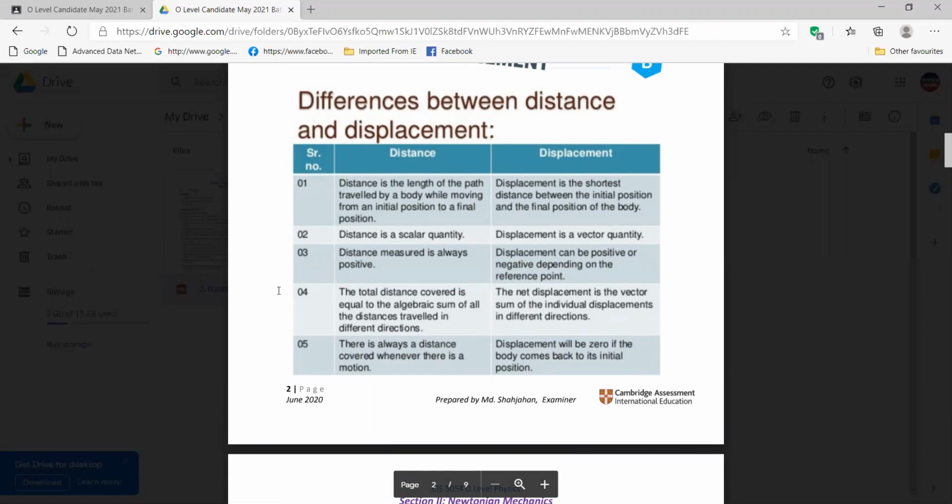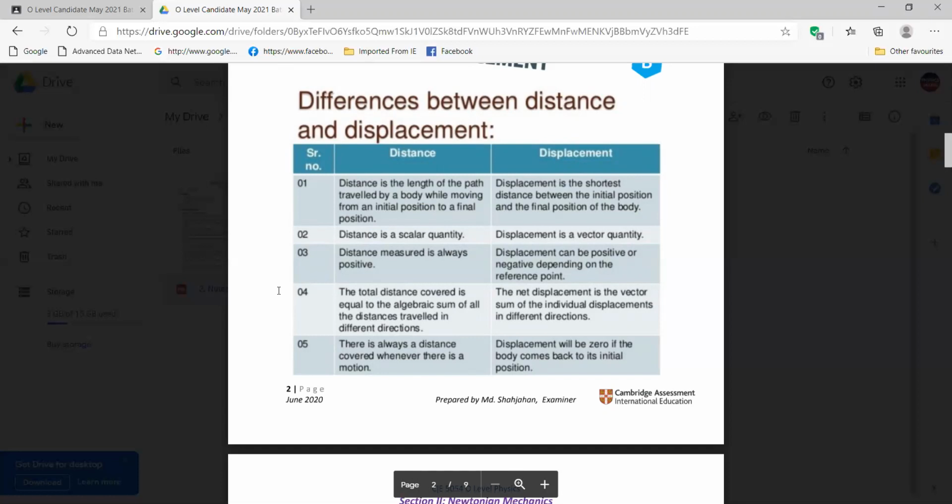Distance and displacement. Number one, distance is the length of the path traveled by a body while moving from an initial position to a final position. Displacement is the shortest distance between the initial position and the final position of the body. So it's clear, right? Yes, sir.